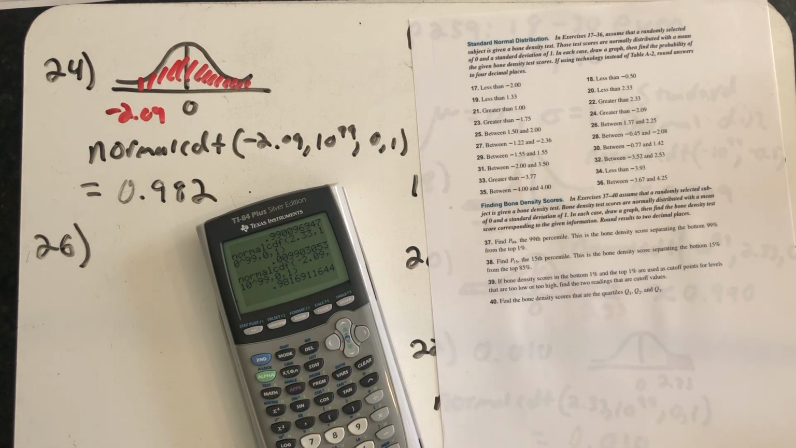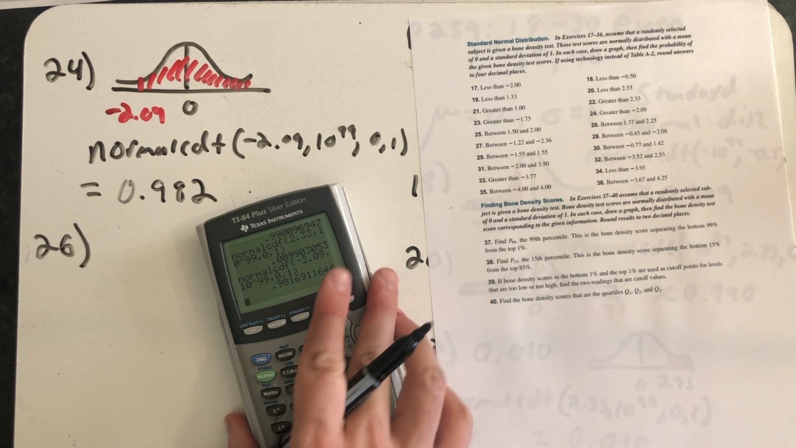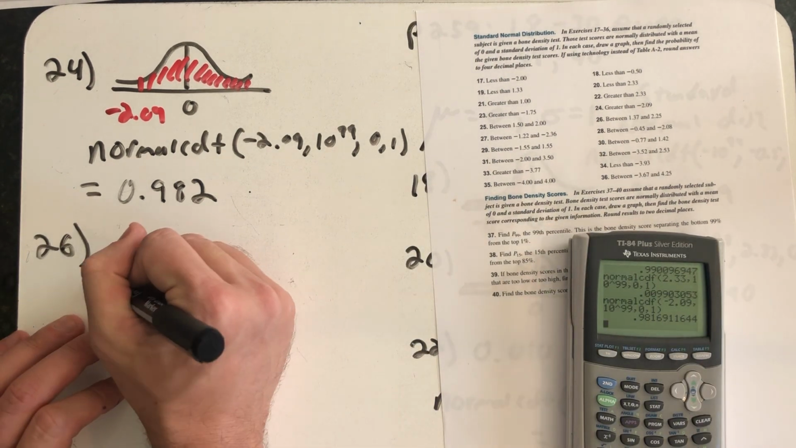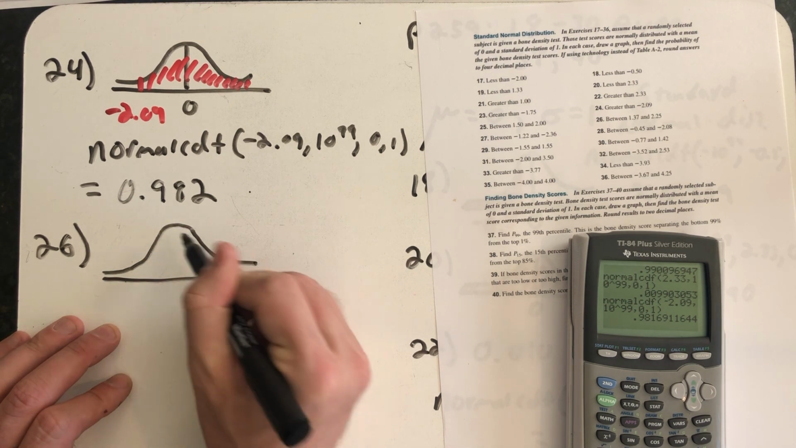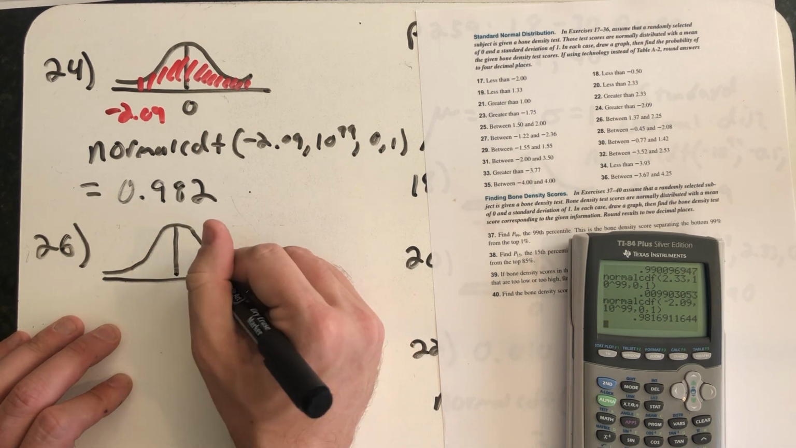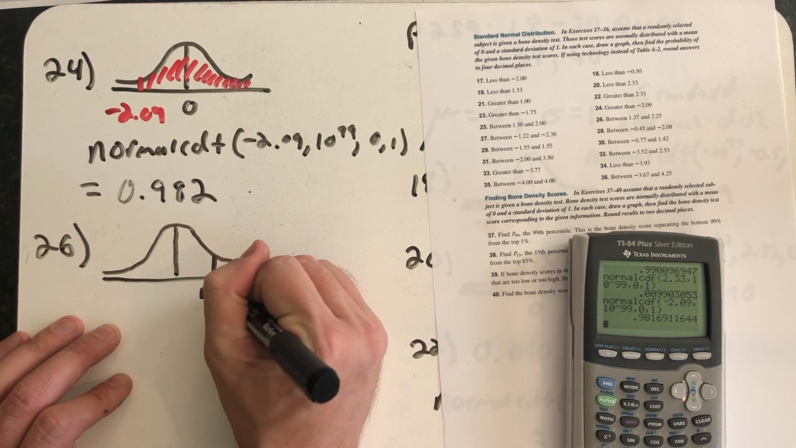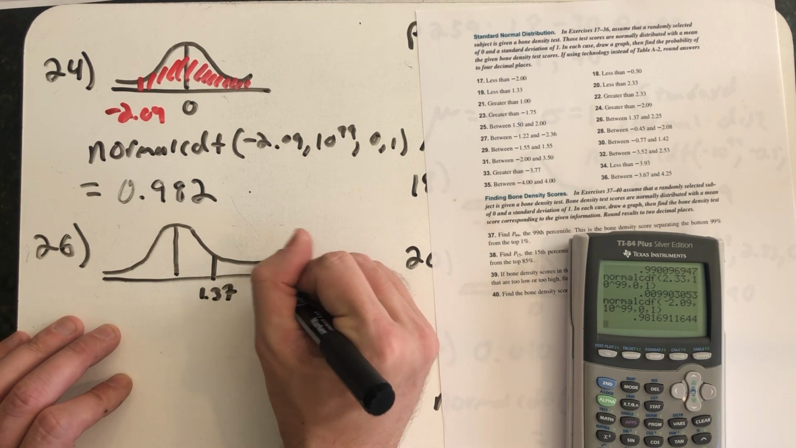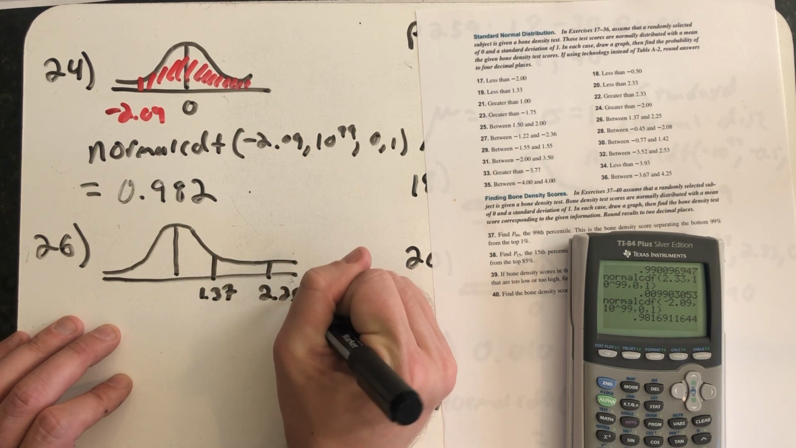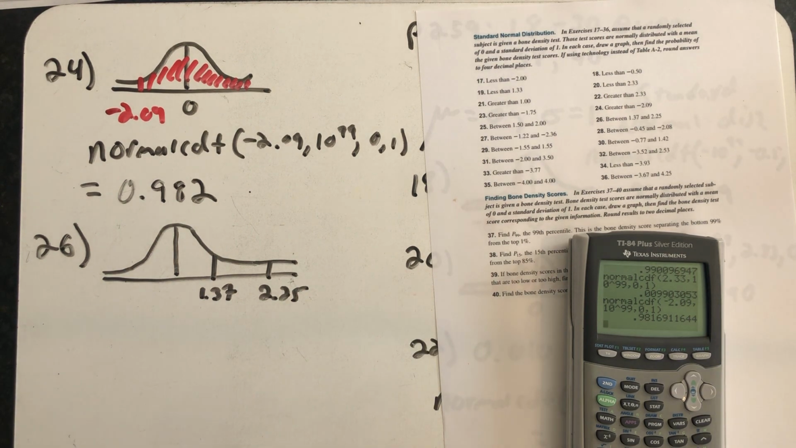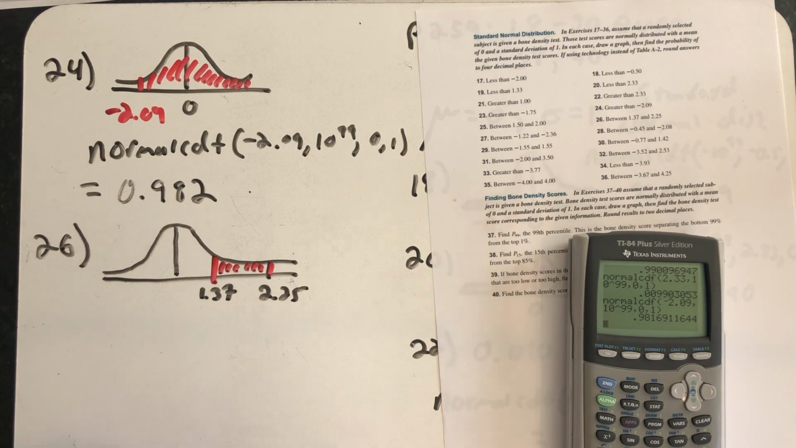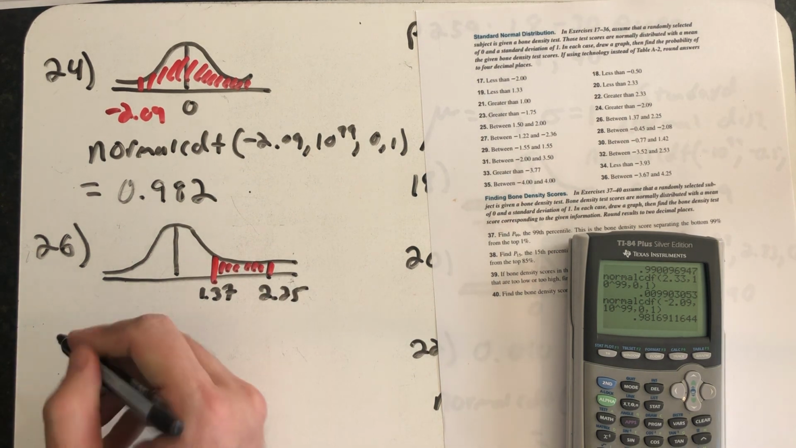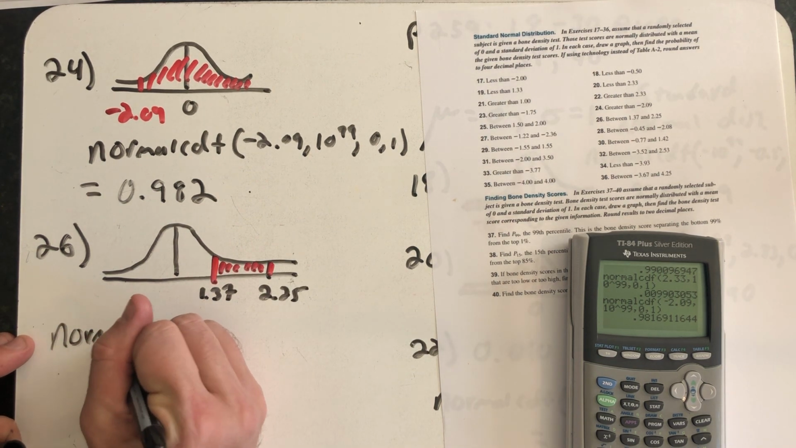26. Between 1.37 and 2.25. All right, well, this is what Normalcdf is actually designed to do. 1.37 and 2.25, just both on the positive side. So I'm looking for this area under the curve. So I'll be using Normalcdf.